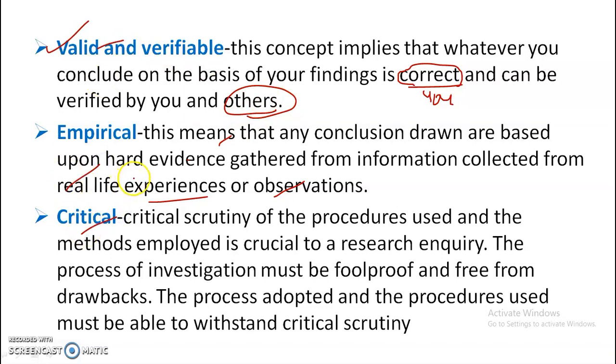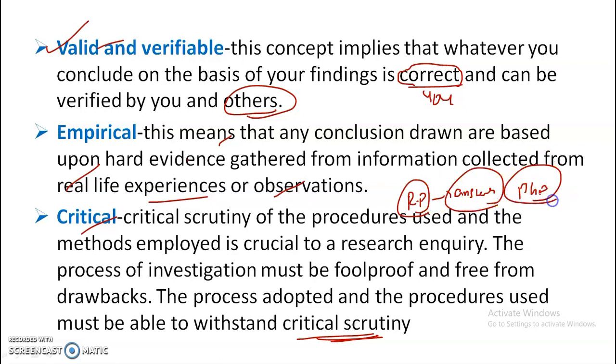So critical scrutiny of the procedures generally used in a research inquiry. The process of investigation must be free from drawbacks. Okay, so whatever process you are adopting to find the answer to the research problem must be free from drawbacks, and the process adopted and procedures used must be able to withstand critical scrutiny also. Right, that means whatever the research problem is, if you find one answer to it, then automatically your PhD will be done.